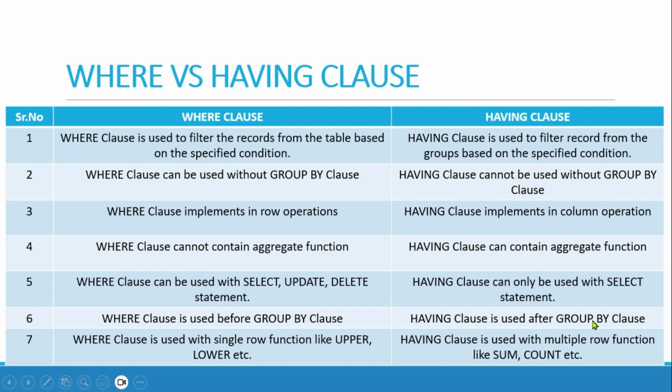Now the last difference is where clause is used with a single row function like upper and lower, as it is dealing with the row function, whereas having clause is used with multiple row functions, meaning in the column it is aggregating. That's why we are getting some count aggregate function. Okay, so these are all the 7 differences you should mention when the interviewer asks you the difference between where clause and having clause. Hope this is clear to you now.